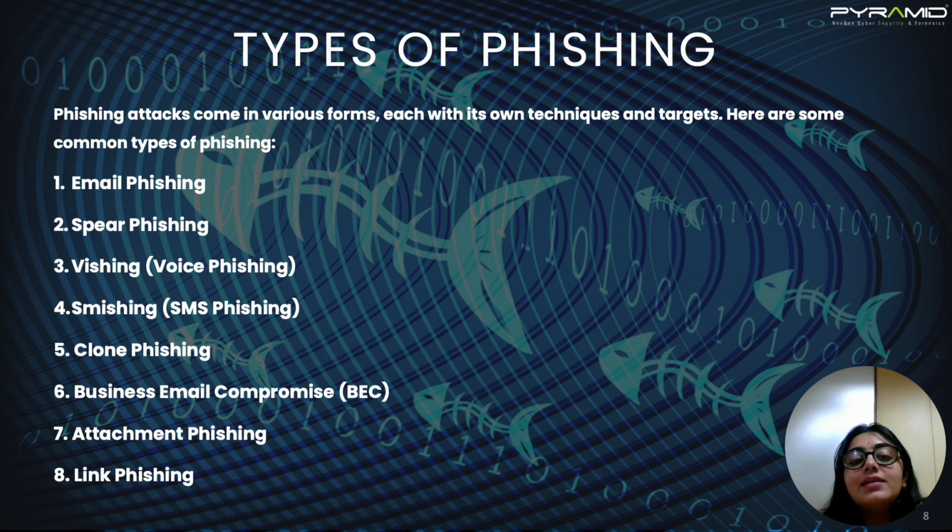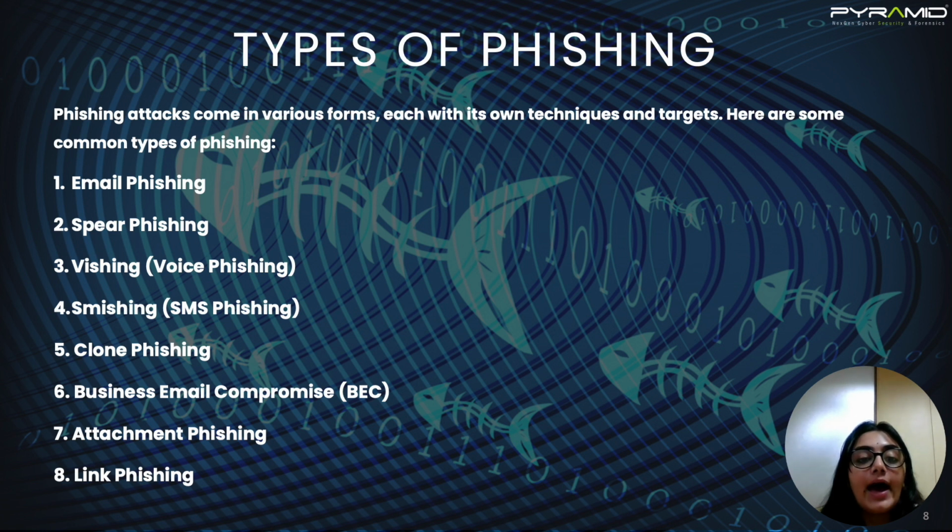Sixth is business email compromise, which is BEC. In this, attackers target businesses by compromising legitimate email accounts, often those of high-ranking executives. The attacker uses compromised accounts to request fraudulent wire transfers or sensitive business information.